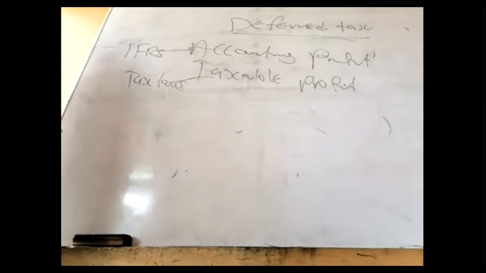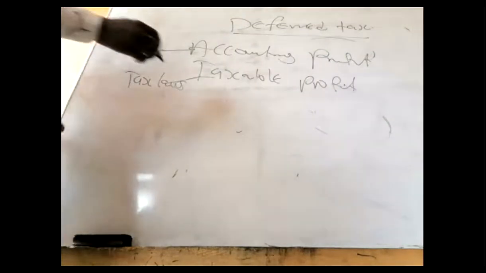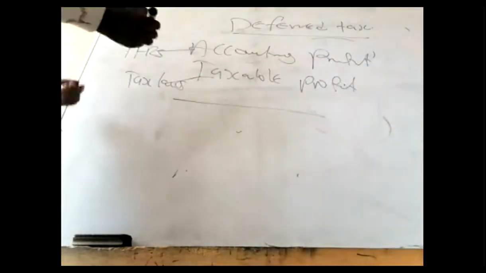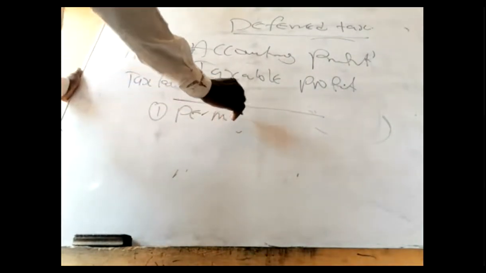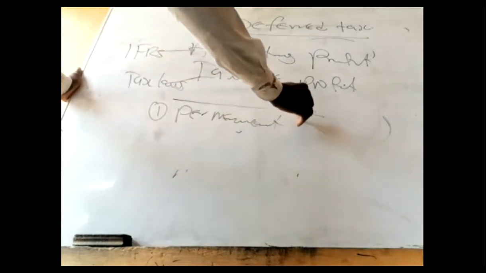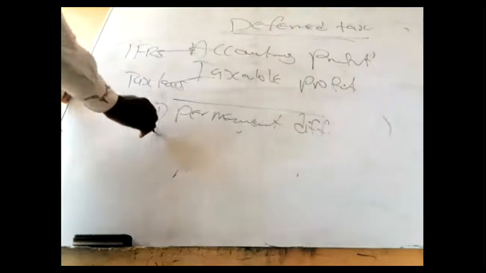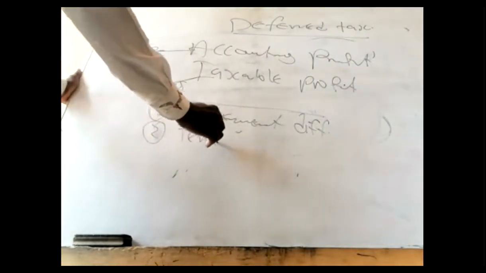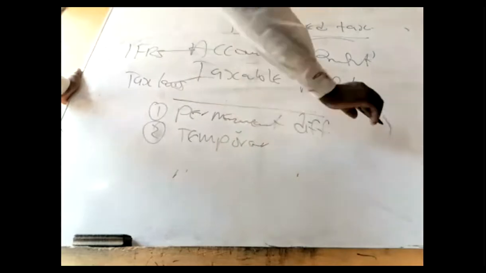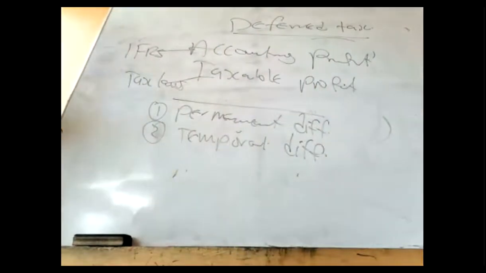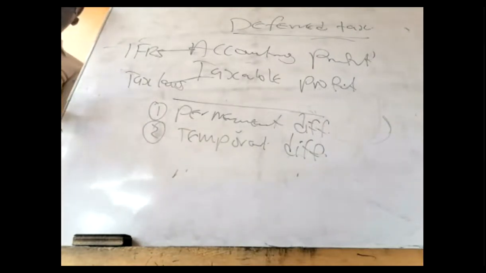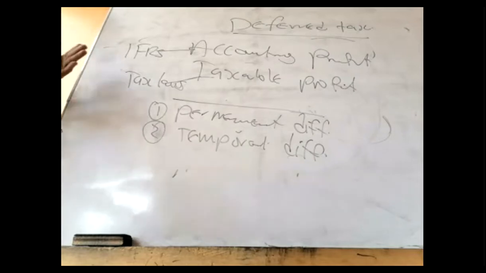Now, the causes of the difference, there are two types. We have the permanent difference, and then the temporary difference. Now, the permanent difference means a one-off transaction which is allowed by one party and not allowed by the other party. That's a one-off transaction.